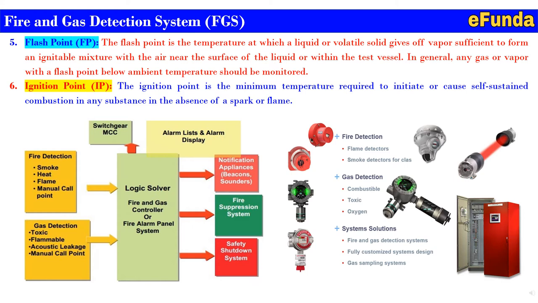Similarly, on the right hand side picture, we can see the fire detection, that is a flame detector, smoke detector for various classes are shown. Then the gas detector, that is combustible, toxic and oxygen type, and system solutions where one can see fire and gas detection system, fully customized system design, gas sampling system, and it will give you a complete solution, that is called the fire and gas detection system.